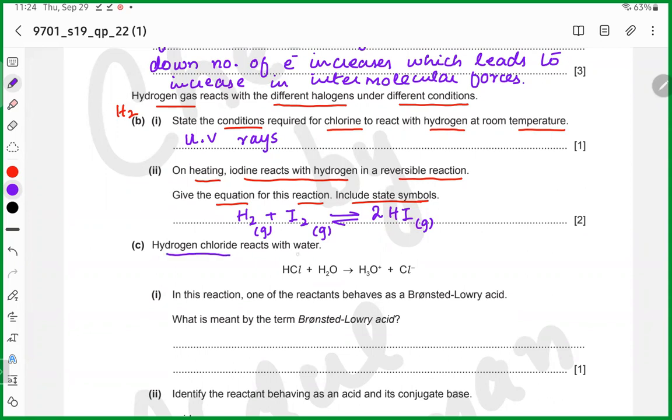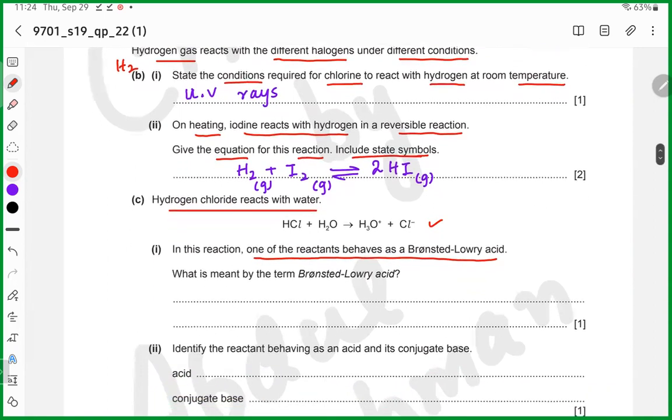Hydrogen chloride reacts with water, and here we have an equation. In this reaction, one of the reactants behaves as a Bronsted-Lowry acid. What is meant by the term Bronsted-Lowry acid? We can just say a Bronsted-Lowry acid is a proton donor. Is this understandable to everyone?